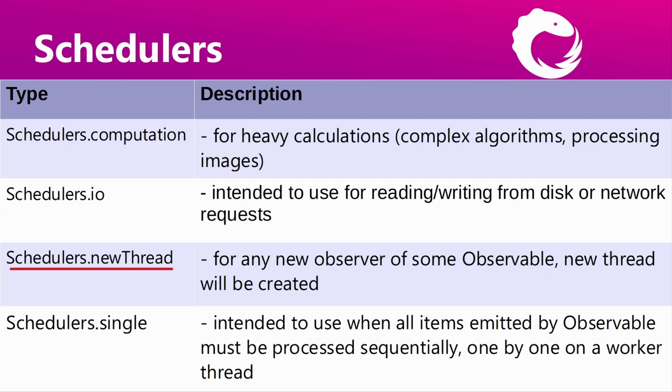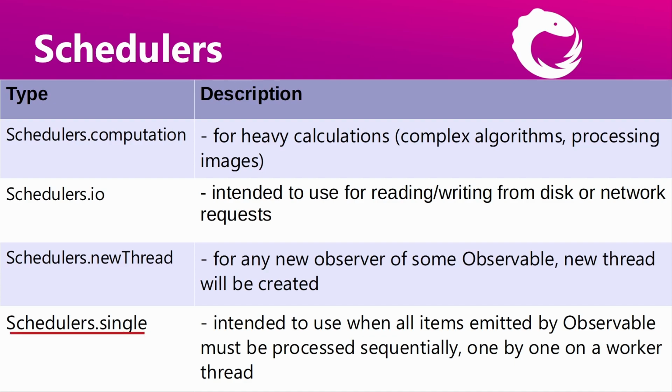When it comes to Schedulers.newThread, it works in such a way that for any new observer of some observable, a new thread will be created. So under the hood, there is no thread pool, and by using this, we can save some resources. And this one shouldn't be used for very heavy operations, very heavy calculations.